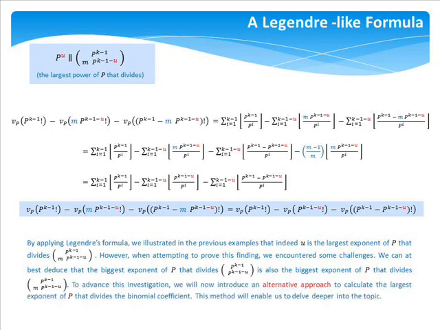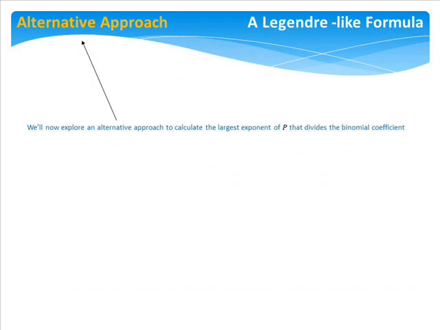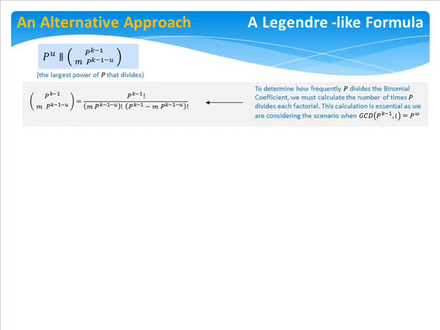To advance this investigation, we will now introduce an alternative approach to calculate the largest exponent of p that divides the binomial coefficient. This method will enable us to delve deeper into the topic. To determine how frequently p divides the binomial coefficient, we must calculate the number of times p divides each factorial. This calculation is essential as we are considering the scenario when the greatest common divisor of p raised to k minus 1 and i equals p raised to omega.